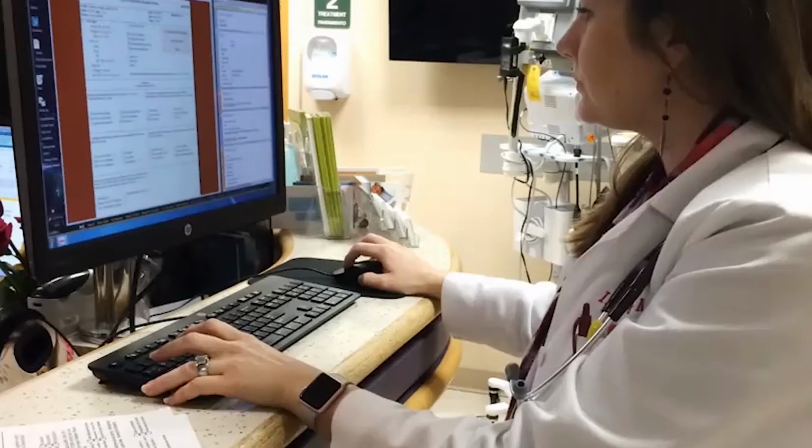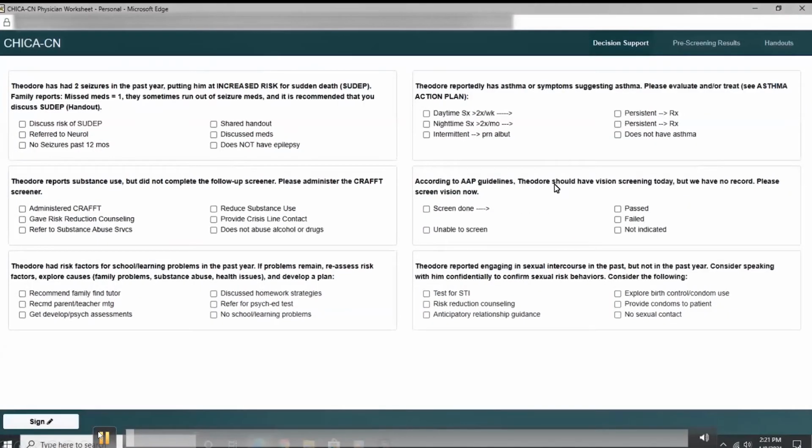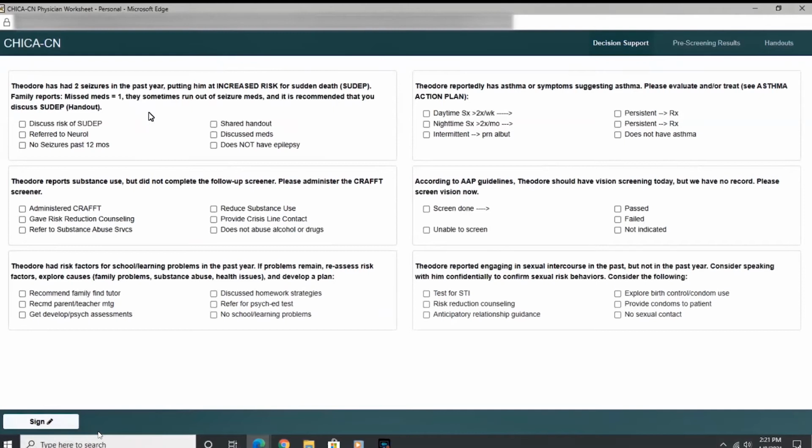Once the form has been completed, the encounter begins, and the physician is able to access CHICA through the patient's electronic medical record. What the physician sees is an agenda consisting of 6 items. This first item is discussing the patient's seizures and reminds the physician to talk about medications and sudden unexpected death in epilepsy. Other items can cover things like asthma, substance use, guidelines about vision screening, and so forth.